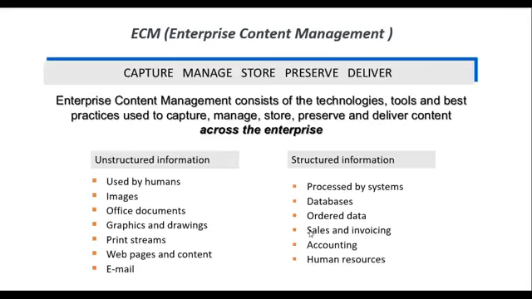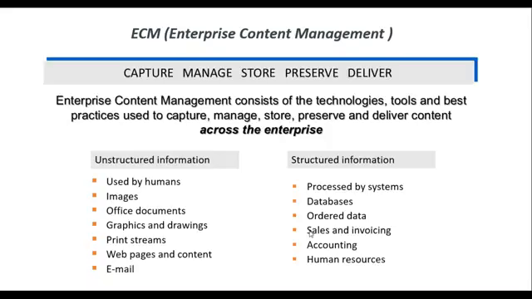Now, ECM has 5 stages. The concept of ECM has 5 stages. First is capture, then manage, then store, then preserve, and then deliver. Now we will go through each, and we will see what all products of the FileNet family are used to achieve these. That will be the next part.